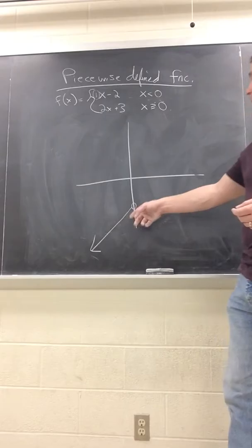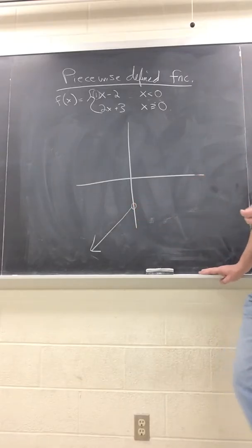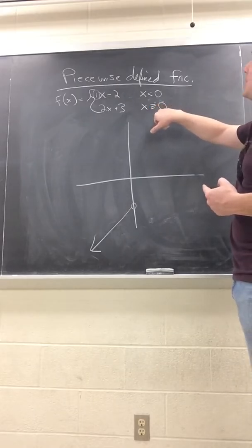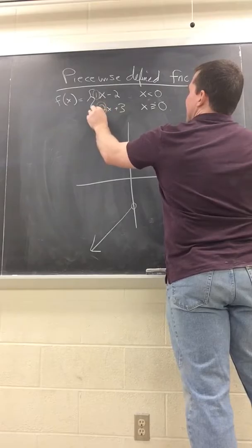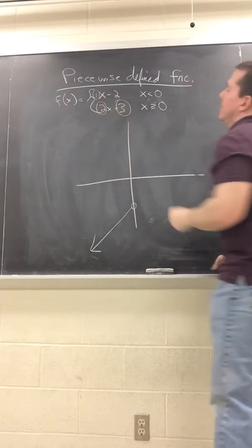Line with a slope of 1, and it stops at 0. Now do the other graph. For x greater than or equal to 0, we get 2x plus 3. But again, that's the equation of a line. That's the slope, that's the intercept.